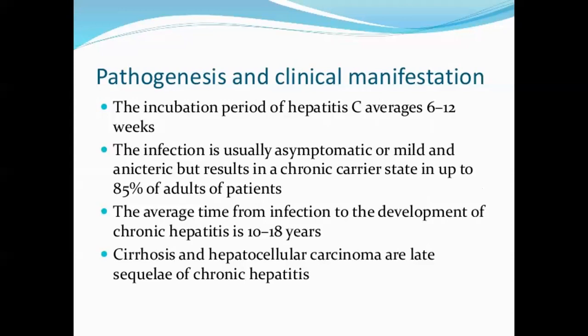Infection is usually asymptomatic or mild but results in a chronic carrier state in up to 85% of adult patients. The average time from infection to the development of chronic hepatitis is 10 to 18 years. Cirrhosis and hepatocellular carcinoma are late sequelae of the chronic hepatitis.